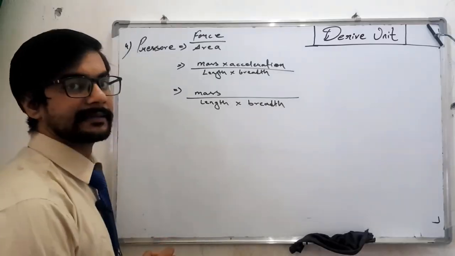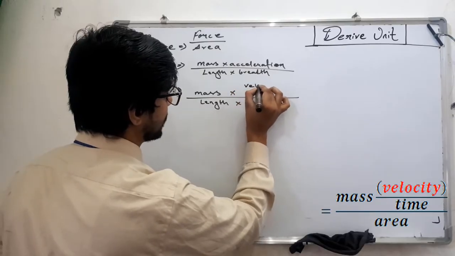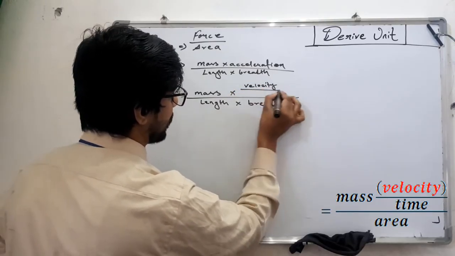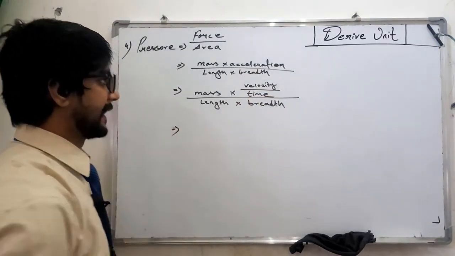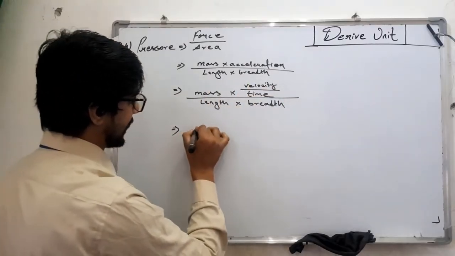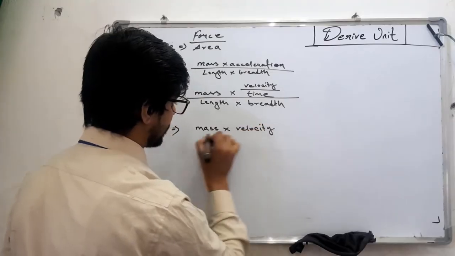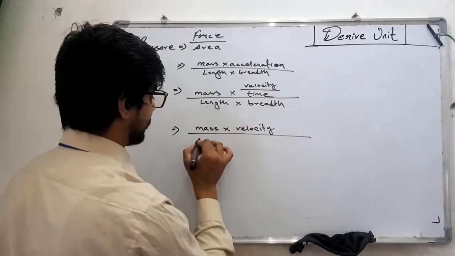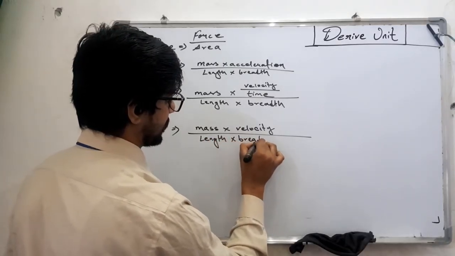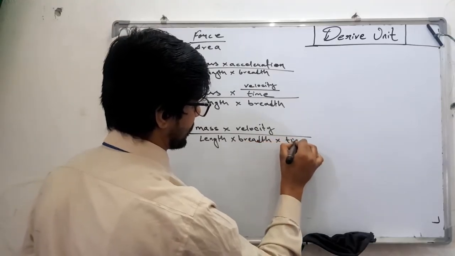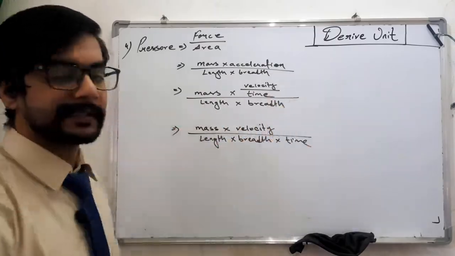same as it is in our previous equation, just I will change acceleration by its formula, velocity by time taken. Now look once again, rearrange it, you will get mass times velocity by length, breadth and time. You will get length, breadth and time in the denominator. So now again see whether these terms are all in the fundamental quantity or not.